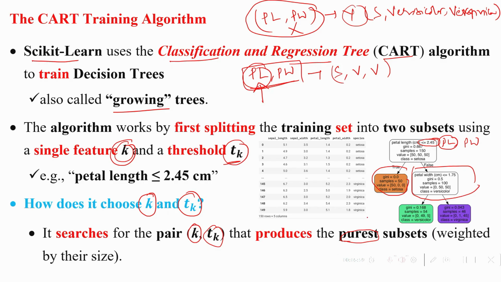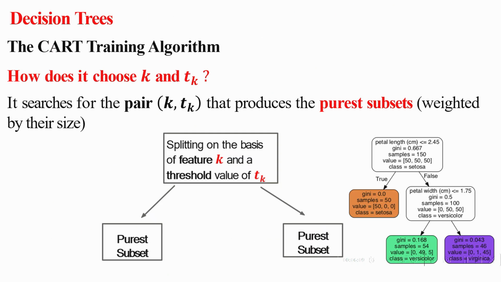Like that, we are going to split the data into two parts. Here the pair K comma Tk is very important. K is nothing but a feature and Tk is the corresponding threshold value. Now, the decision tree algorithm uses the CART algorithm. Internally, it uses the Gini index value. We will see what the meaning of Gini index value is.